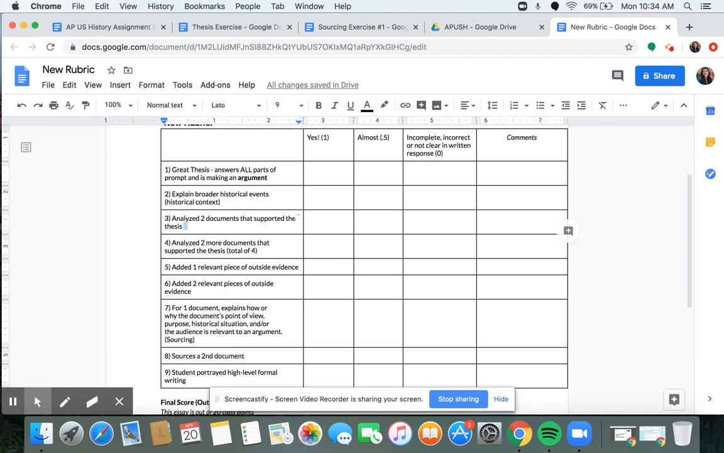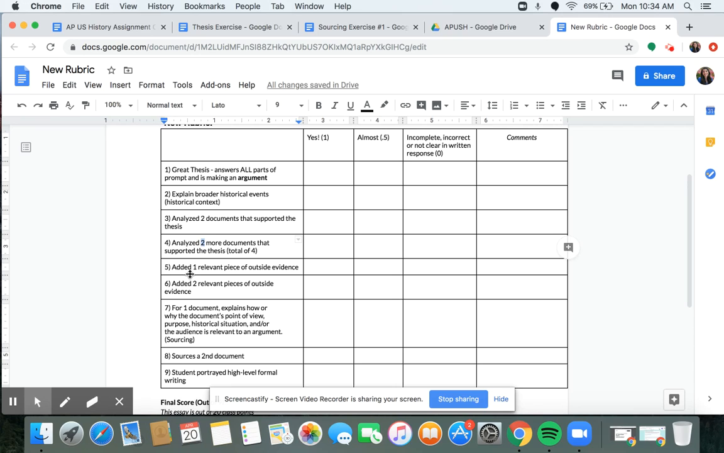The third point you get is a little different. You get a point if you analyze two documents. So if you use two documents in your essay correctly, then you get a point. Those two documents support your thesis. You didn't just quote them, but you understood them and you used them and you analyzed them. You get a point. You get another point if you use two more. So again, there's 5 documents on this DBQ, and if you use 4 documents, then boom, you get both points for analyzing documents.